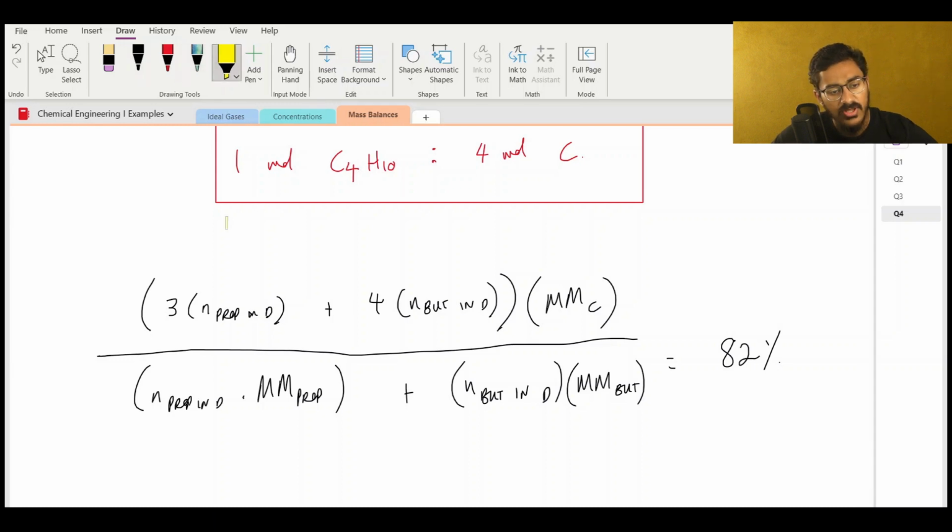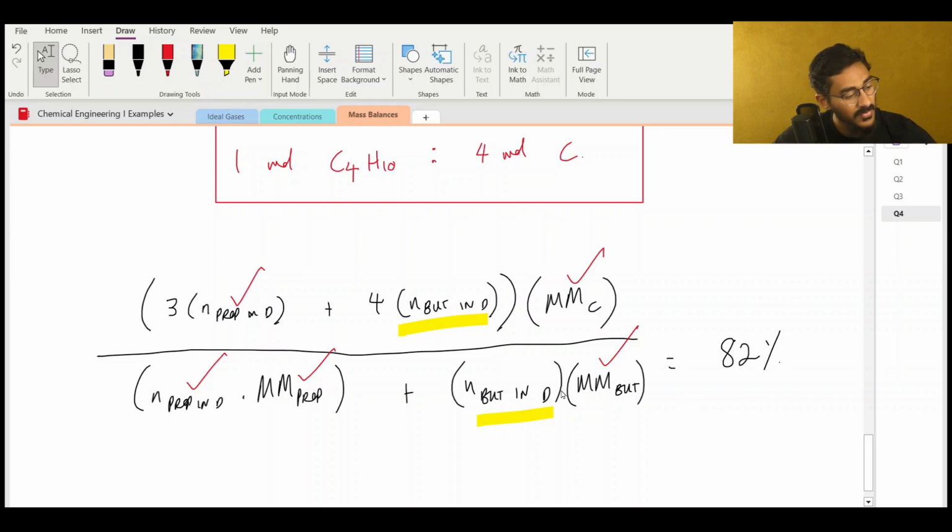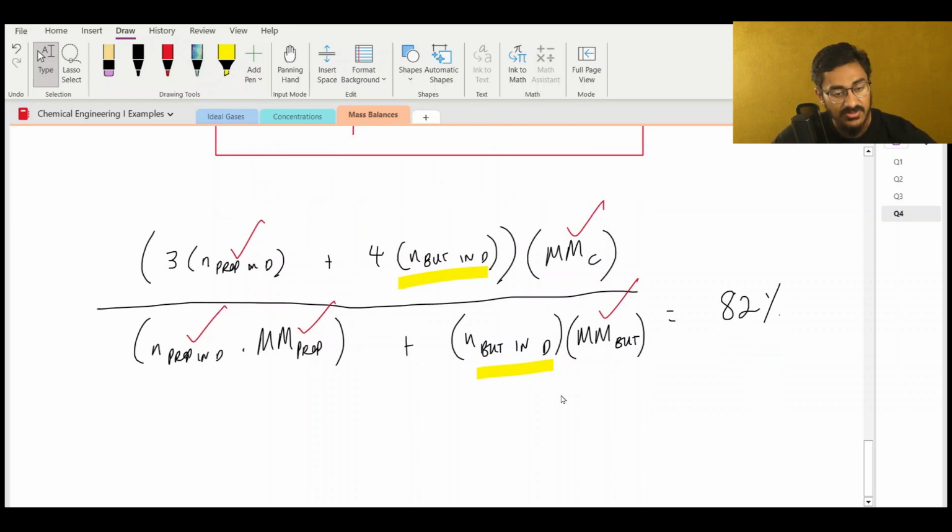So let's have a look at our equation now, right? I know the number of moles of propane in the distillate. I know the molar mass of carbon. I know the number of moles of propane in the distillate and the molar mass of propane. I don't know how many moles of butane we have, but I do know what the molar mass of butane is. So can you see how in this entire equation, the only unknown here is the number of moles of butane in the distillate?